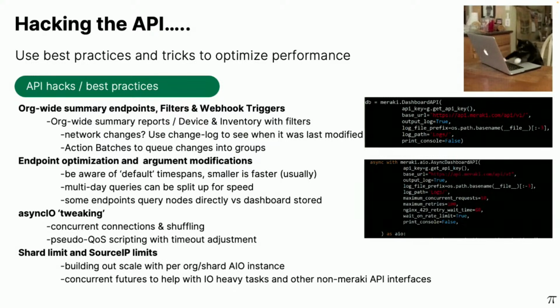There are a lot of other tweaks you can do as well. I mentioned shuffling, and I've found this very helpful. Being able to shuffle allows you to spread the calls across multiple orgs. The more orgs you have, the faster it goes, and it becomes a little more scalable.